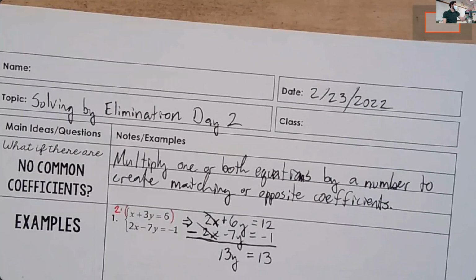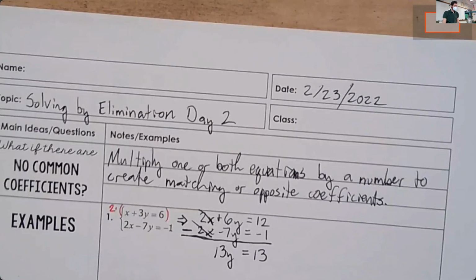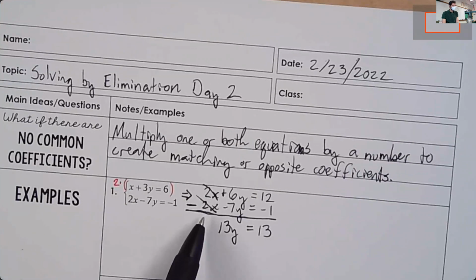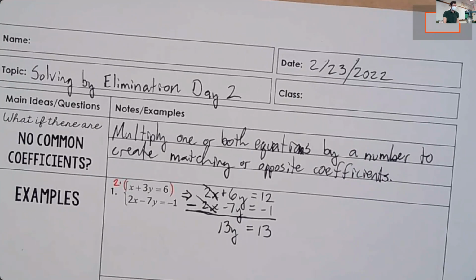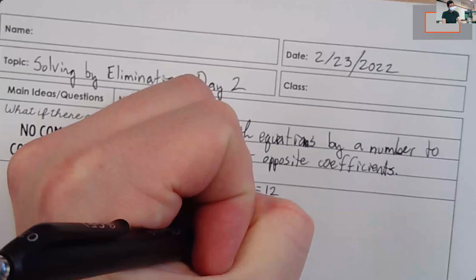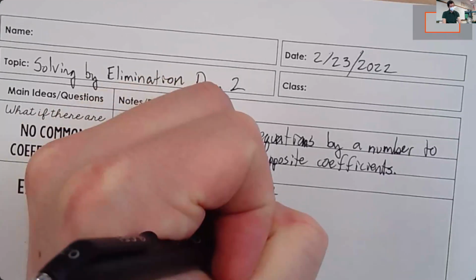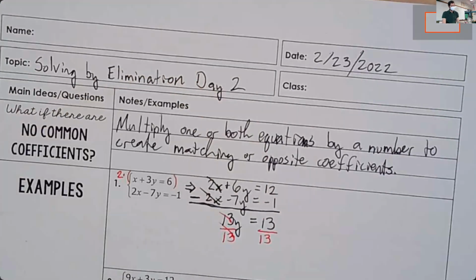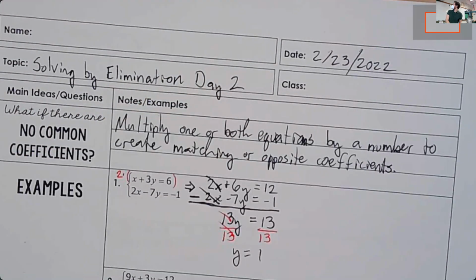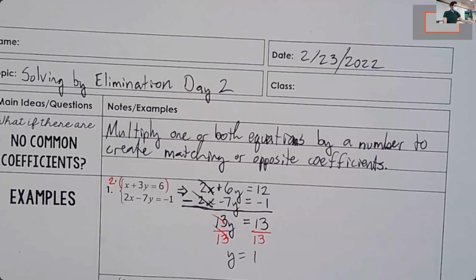So we've eliminated the x variables. And we're solving for y now. We've got 13y equals 13. And then to solve for y, divide both sides by 13. And y equals 1. So we have our y variable.